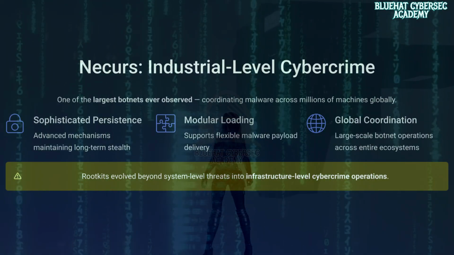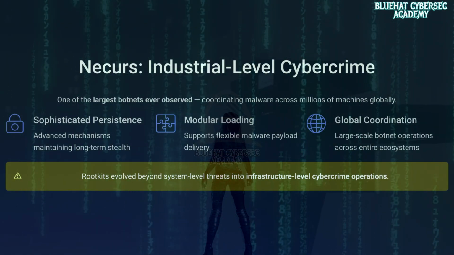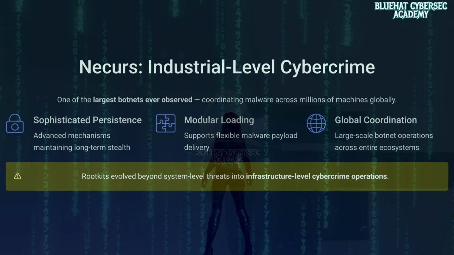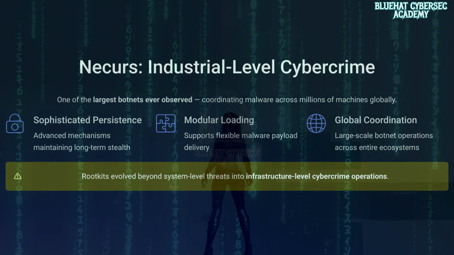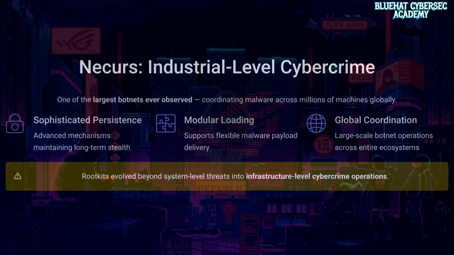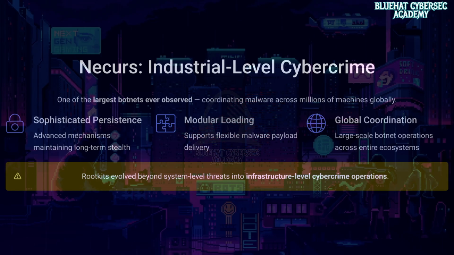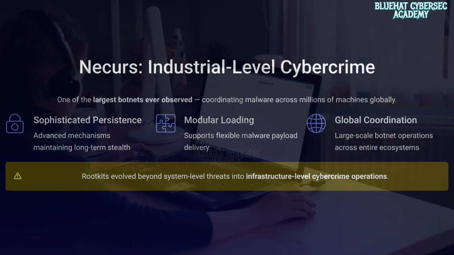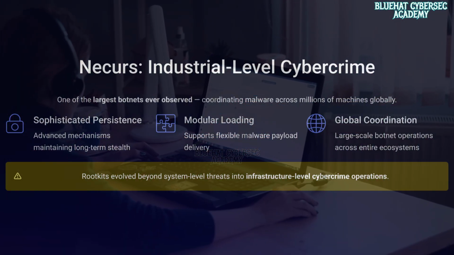Now let's move into something even larger in scale, the Necurs botnet. The Necurs botnet rootkit represents industrial-level evolution of rootkit technology. It became one of the largest botnets ever observed, used for massive spam campaigns and malware distribution networks. Now let's understand why it stood out so strongly in cybersecurity analysis.